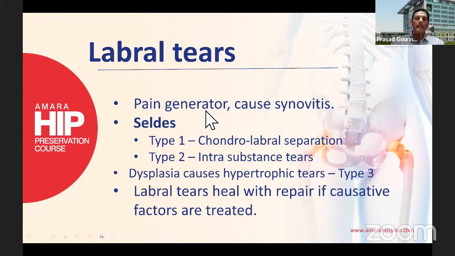Here is an example of a pathological cleft. This is pathological. There's all this synovitis on the labral side, and this cartilage is somewhat soft.